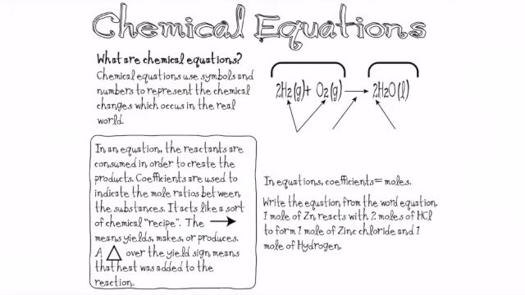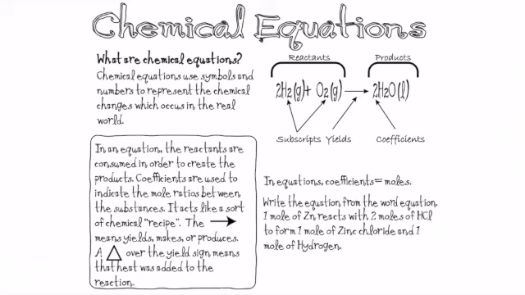Chemical equations. What are chemical equations? Chemical equations use symbols and numbers to represent the chemical changes which occur in the real world. Again, the left side of the equation is the reactants. The right side is the products. The small numbers inside of the formula are subscripts. The arrow means yields, and the large numbers in front of the formulas are the coefficients.